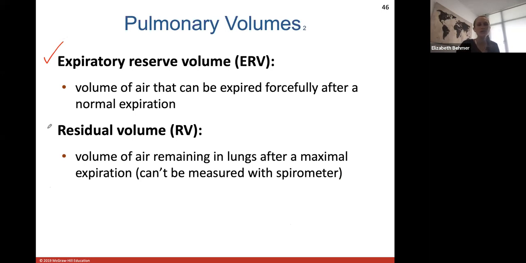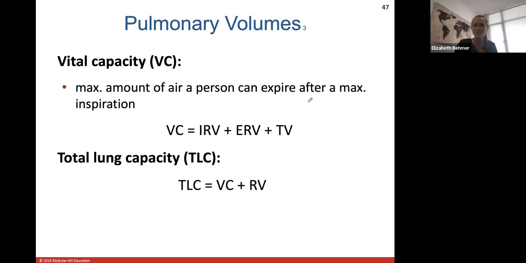And then residual volume, this is always the volume of air remaining in your lungs after a maximal expiration. There will always be a little bit of air in your lungs at all times that we cannot measure with a spirometer, but we have a general idea of how much that volume might be that you'll never be able to get out. And that's a good thing. You always want a little bit of air in your lungs at all times.